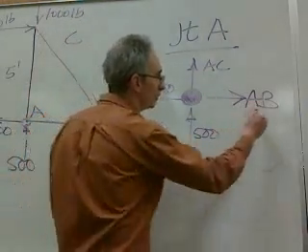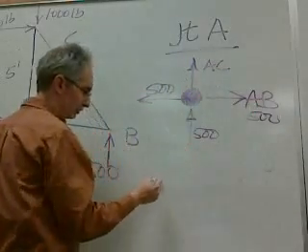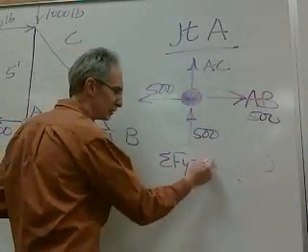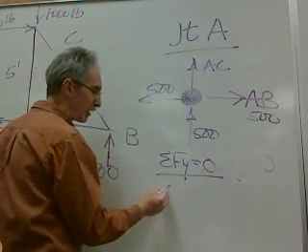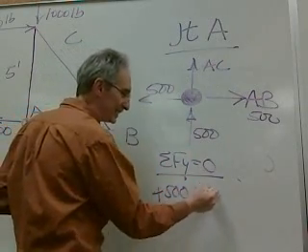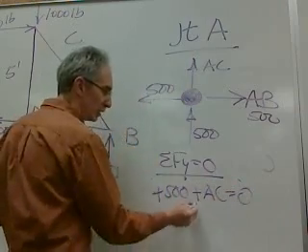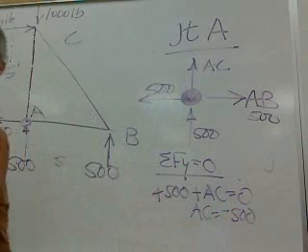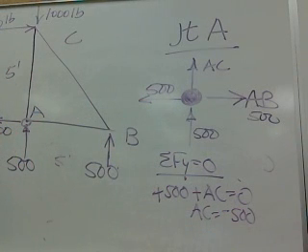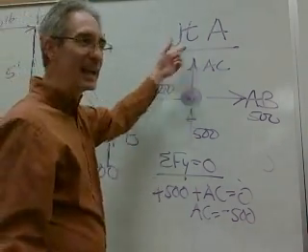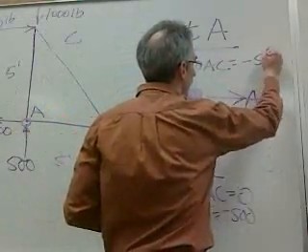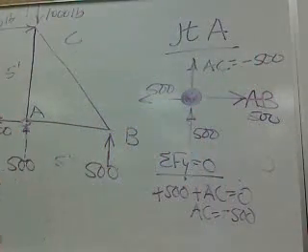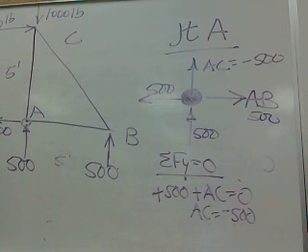So that's 500. What about sum of forces in the y direction? You should have written plus 500 plus AC equals 0. What that tells me is AC is equal to a negative 500. What does the negative mean? Wrong way. So it doesn't act away, it acts back down. Okay? So I've solved for the two unknowns at joint A.